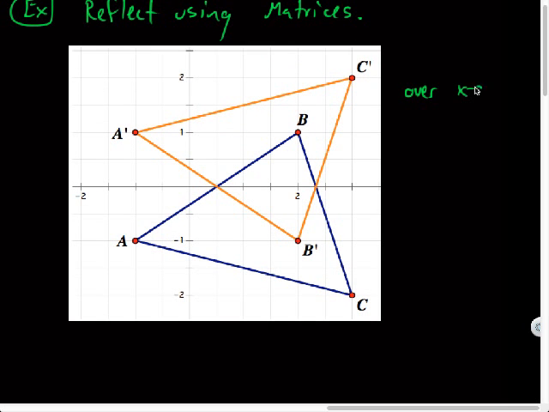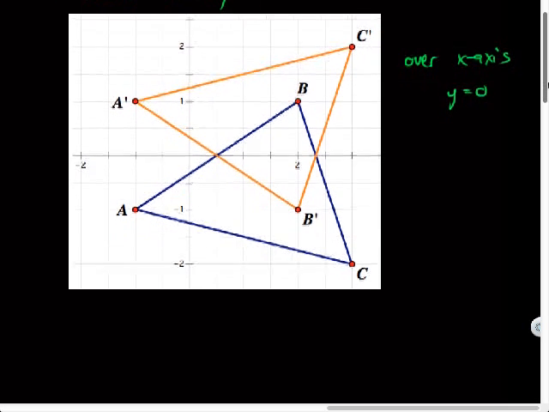And what's the equation that represents the x-axis? Anybody? Equation of a line? y = 0, because all of the y coordinates on the entire x-axis are 0, right? Here's (2, 0), (3, 0), (-1, 0). All of them have 0 as their y coordinate. So I want to reflect this over the x-axis.